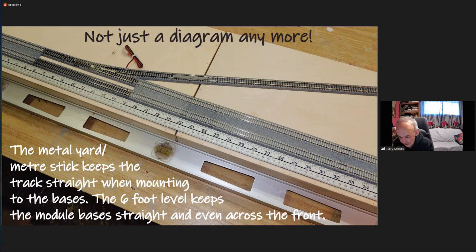This is not just an any rail diagram anymore. I think people have probably seen enough of my any rail diagrams. The metal yardstick, in my case it's a meter stick, provides a straight edge to keep the track straight as it's attached to the module bases. The 6-foot level keeps the modules straight and even across the front as the track is laid. Just a little added thought I threw in there for what it's worth.